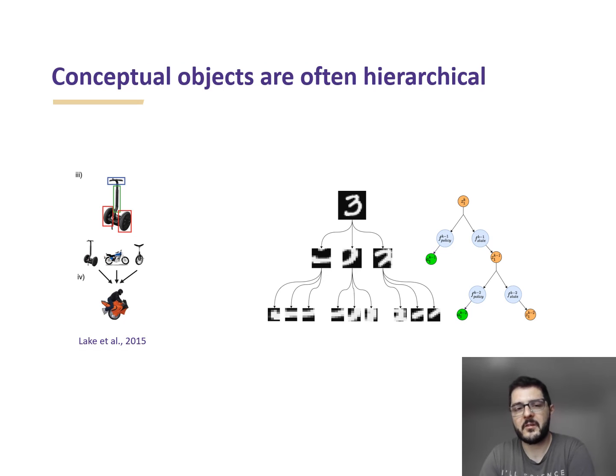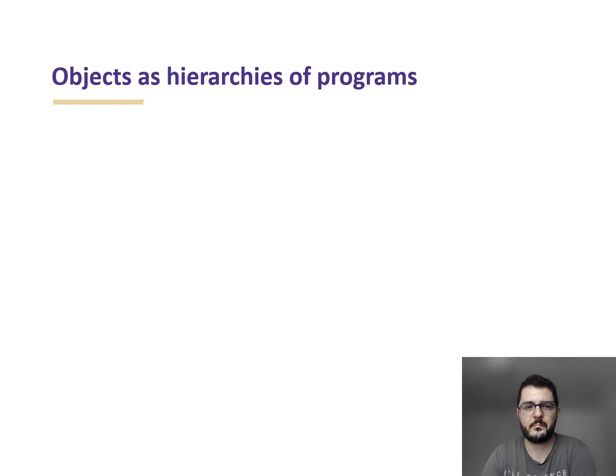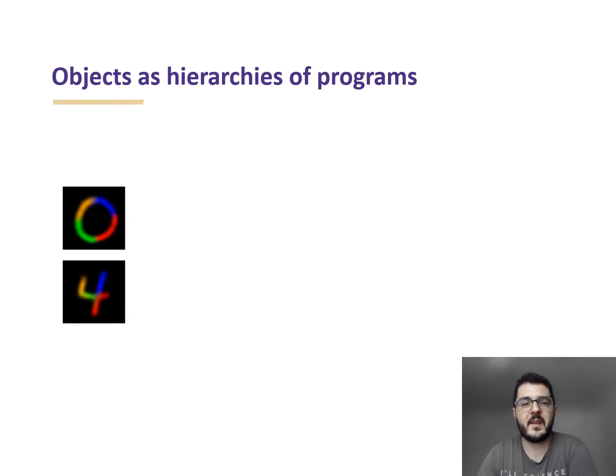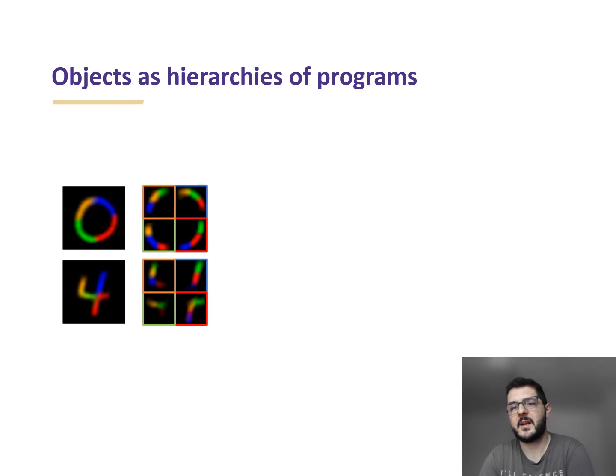To make the model recursive, each state or patch can be thought of as a program that generates itself through a composition of primitives. Applied to these MNIST digits, each patch that makes a whole digit can be generated as a program of transformations of smaller patches.